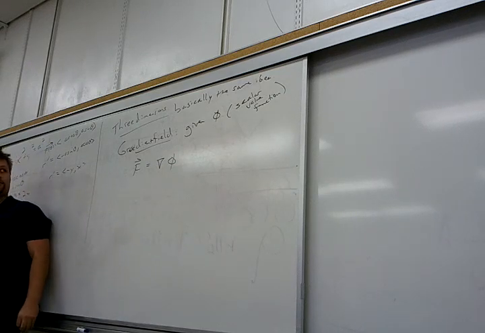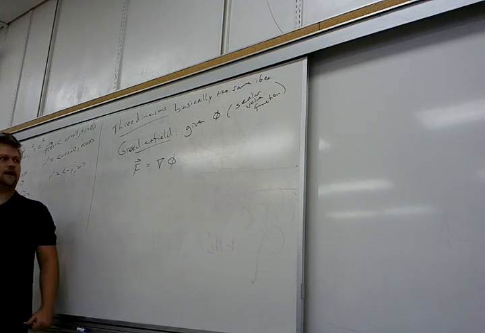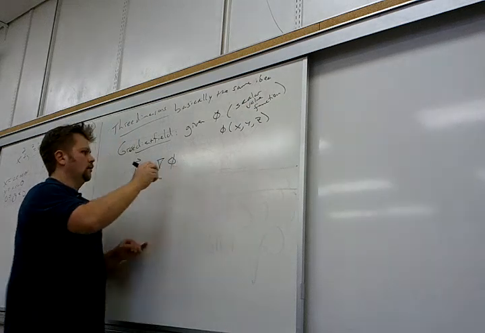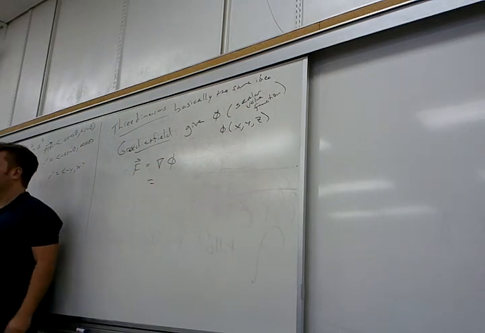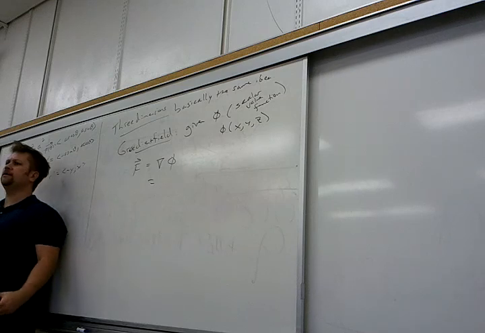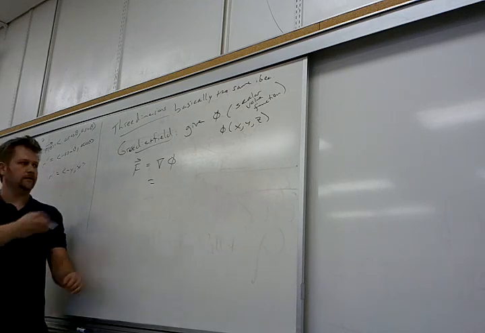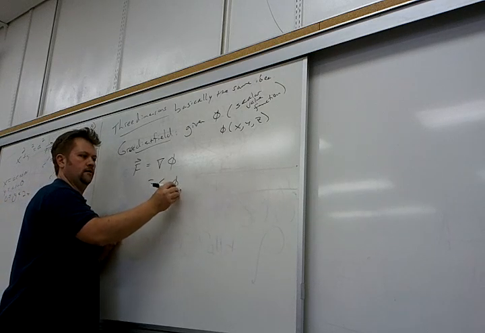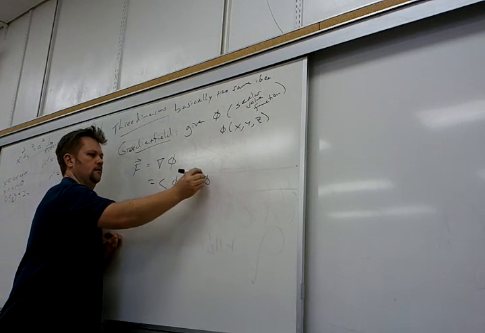Assuming I'm in 3 dimensions, phi is some kind of function of x, y, and z. What would this be then? You don't have to be uber specific. What does it mean to take a gradient, really, is what I'm asking. What would this look like? Yeah, so this would be phi x, phi y, phi z.